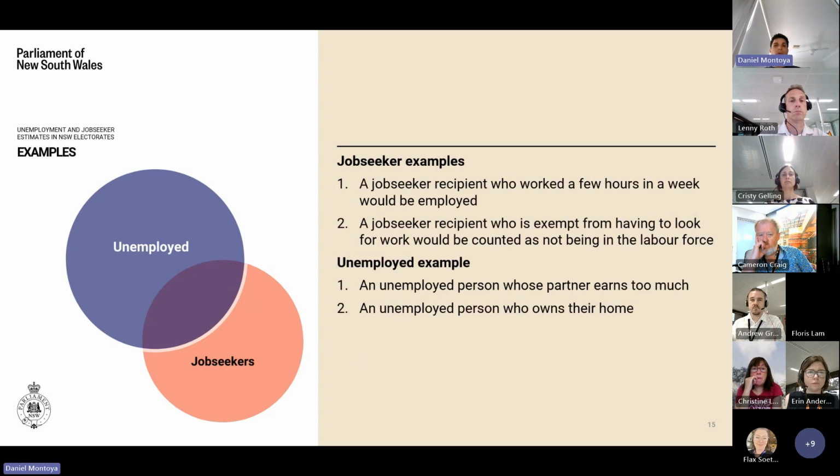So first, a person who only worked a few hours a week would be counted as employed by the ABS and yet could still be eligible for unemployment benefits. Or you could have a JobSeeker recipient who might be exempt from having to look for work for health reasons, and so would be counted as not being in the labour force by the ABS. There are also a few reasons why someone who's unemployed may not be eligible for unemployment benefits, such as they might have a partner who earns too much money, or they might own their own home.